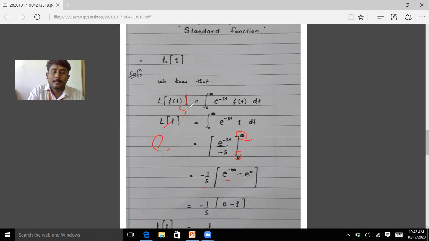For e to the power minus st, we substitute t as infinity, so we get e to the power minus infinity, minus the lower limit e to the power 0. Next step: 1 divided by minus s as it is, and this term will become 0 here. How? Wait, I will show this one.